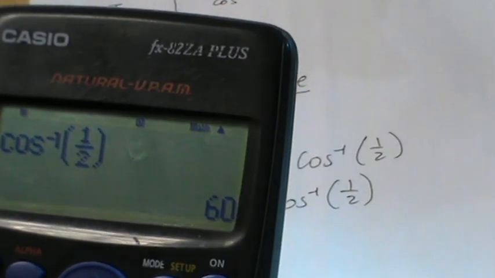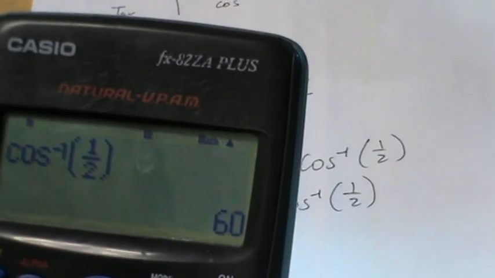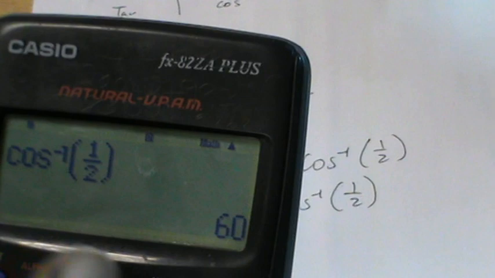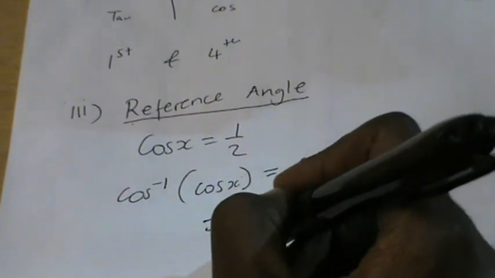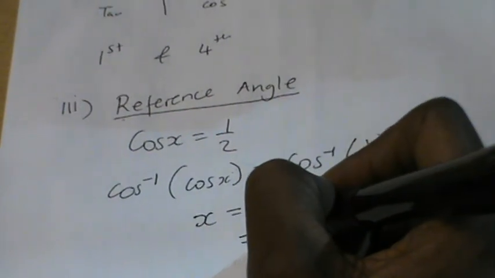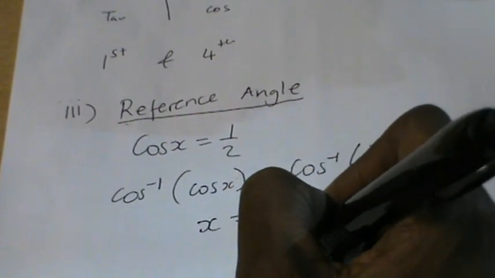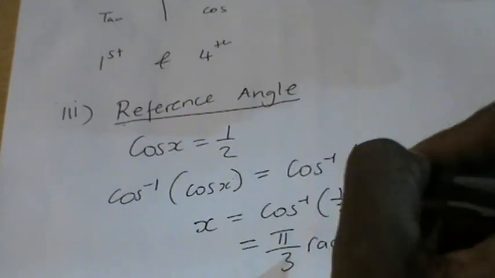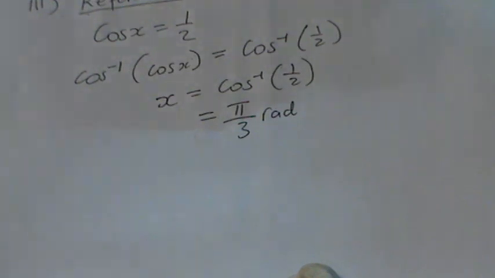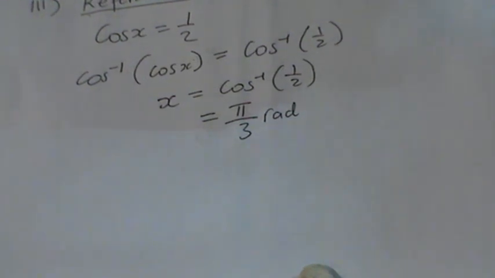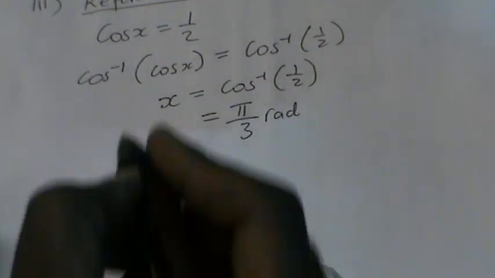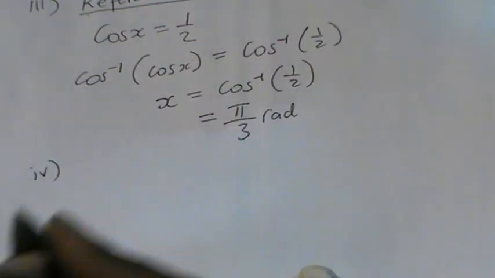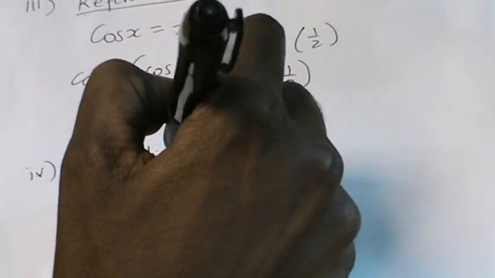But remember, this question said our angle should be between 0 and 2 pi. That means the angle should be in radians. So this 60 that I have over here, I need to rewrite it in radians. So I will say x is equal to 60 degrees in radians, which is pi over 3. So I have pi over 3 radians. Okay, so now I have my reference angle. That was the third step. The fourth step was to combine my reference angle and the quadrants and then get my solutions. So step number 4, the solutions.